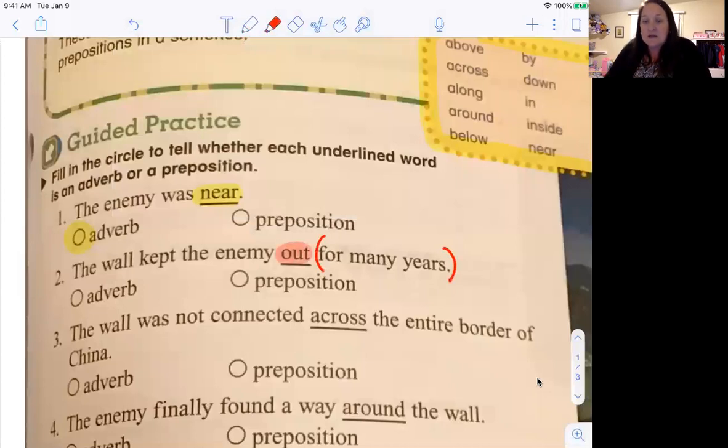The word out. The wall kept the enemy out. Basically, out is ending the sentence if that prepositional phrase wasn't there. So do you think it's an adverb or a preposition? Does it have an object of the preposition? No, it does not. So it is an adverb. And if you're thinking, wait, Mrs. Rossini, isn't years the object of the preposition? It is an object of a preposition, but it's the object of the preposition for and not the word out. Okay, let's keep going. I like to change the colors and make it fun for you guys.